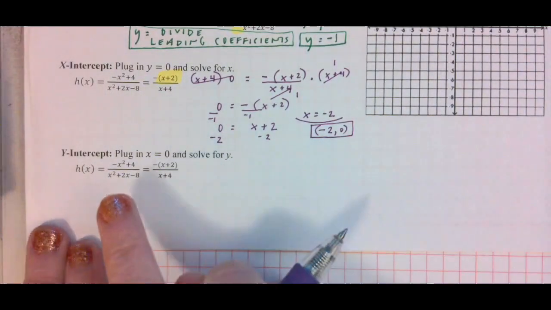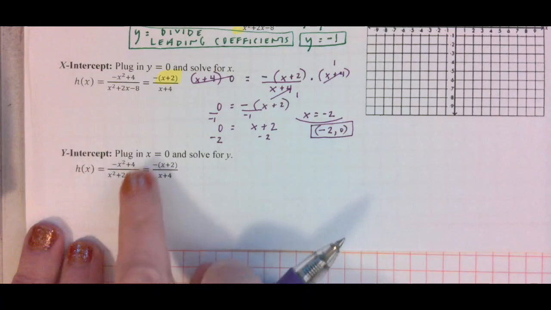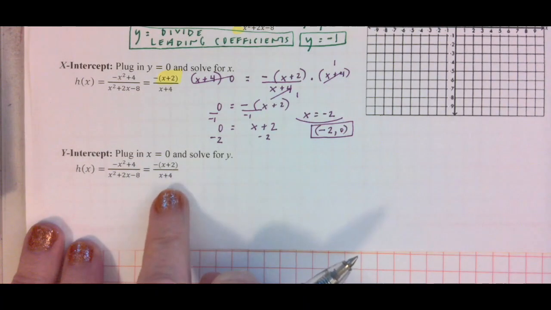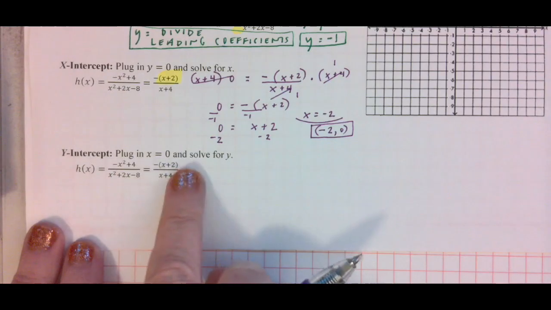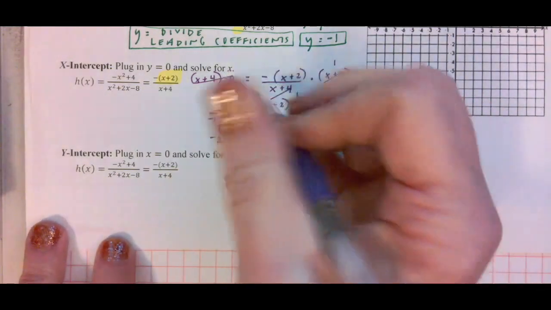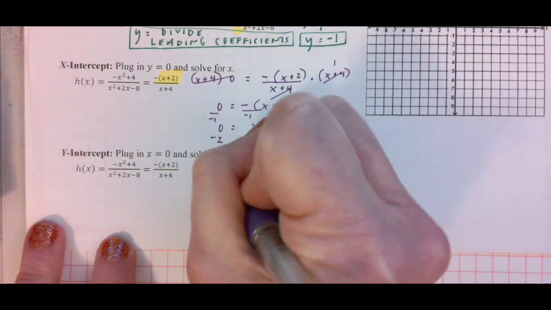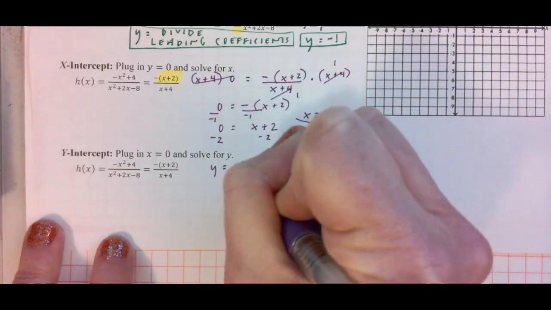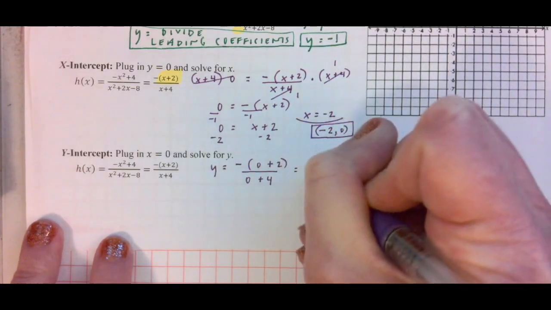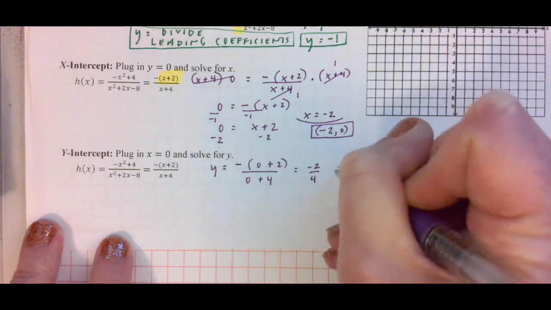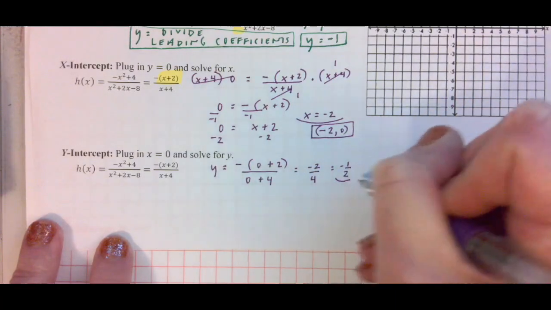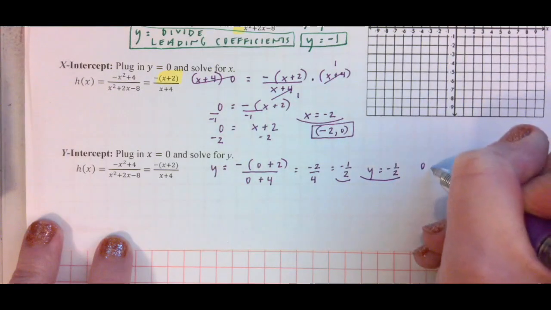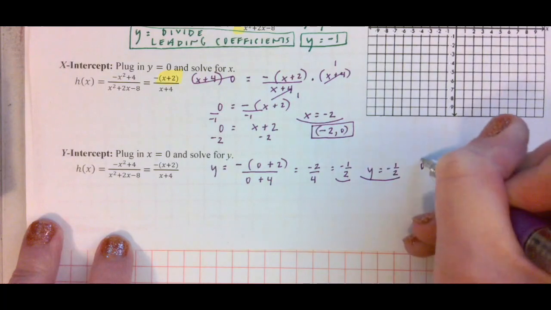So my y-intercept, again, I'm showing you first my original function and then the reduced version. So I'm always plugging into this reduced version, and I want to plug in 0 and solve for y. So here I have y equals -1 times 0 plus 2 over 0 plus 4. So I get -2 over 4, which is -1/2. Y is -1/2, of course, when x is 0. So as a point, 0, -1/2.